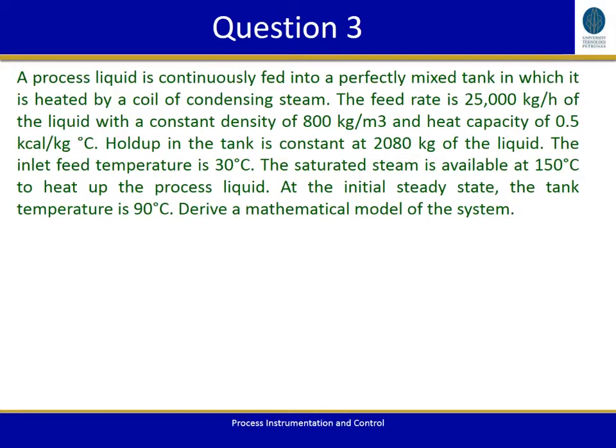Right. Question 3 says that a processed liquid is continuously fed into a perfectly mixed tank in which it is heated by a coil of condensing steam. The feed rate is 25,000 kg per hour of the liquid with a constant density of 800 kg per meter cube and heat capacity of 0.5. The holdup in the tank is constant at 2080 kg of the liquid. The inlet feed temperature is 30 degrees Celsius. The saturated steam is available at 150 degrees Celsius to heat up the processed liquid.